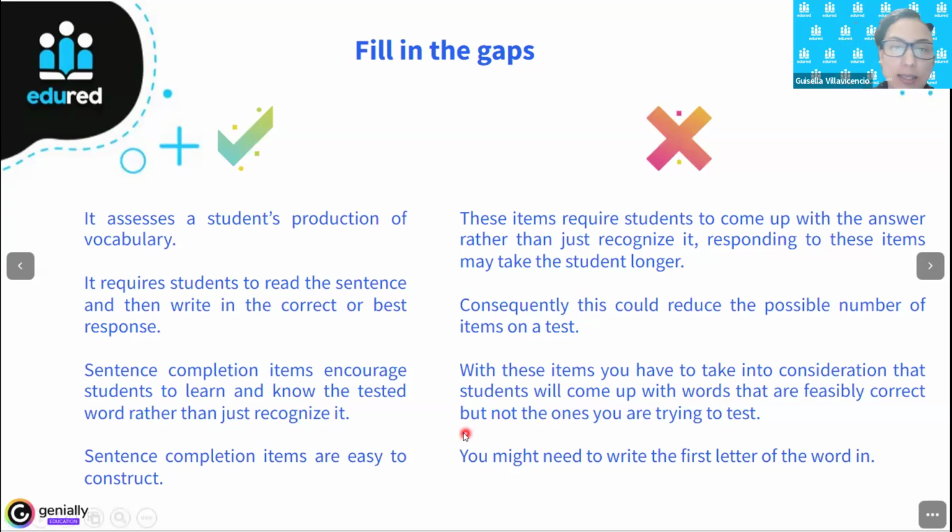So to avoid this, the instructions have to be very clear. The instructions have to say, use the words we studied in class. Because if you don't put that in the instructions, then if the student writes a word that still makes sense, point for the student because you didn't specify that. You can say, yeah, but it's obvious. Remember that exams have to be clear, reliable 100%.